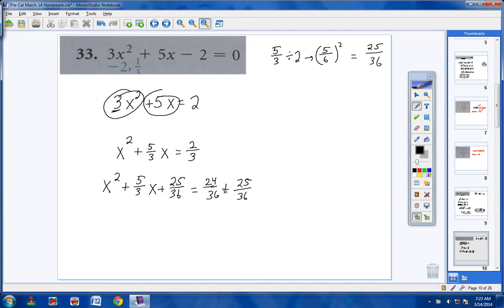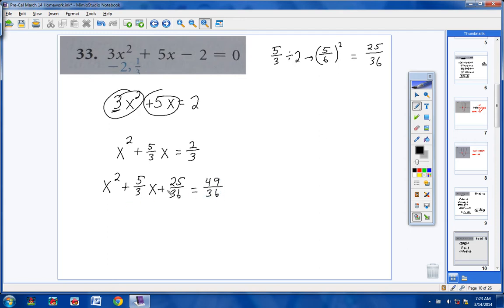I just quickly found a common denominator, and now I can add these two fractions together. And if you add these two fractions together, you will get 49 over 36. So however you want to do that's up to you, but make sure you know how to add two fractions together.